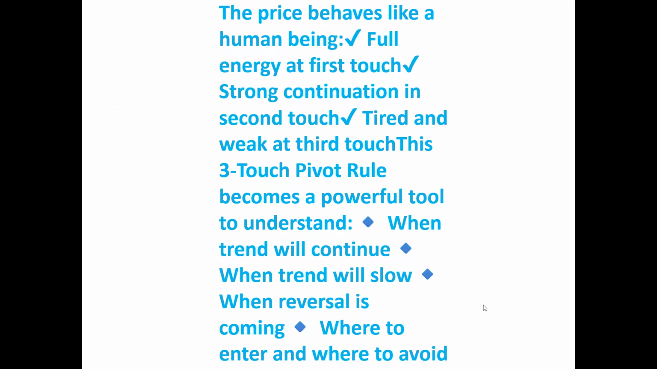So price behaves like human being, energy at first touch, strong continuation in second touch, tired and weak at third touch. This three touch pivot rule becomes a powerful tool to understand when trend will continue, when trend will slow, when reversal is coming, where to enter and where to avoid. So start observing the market.